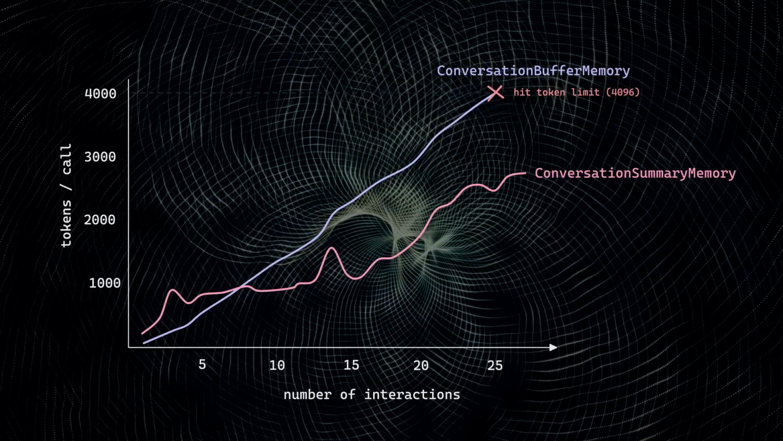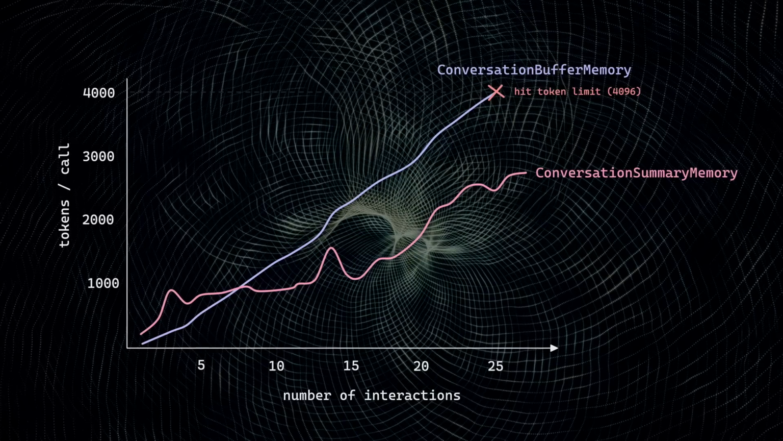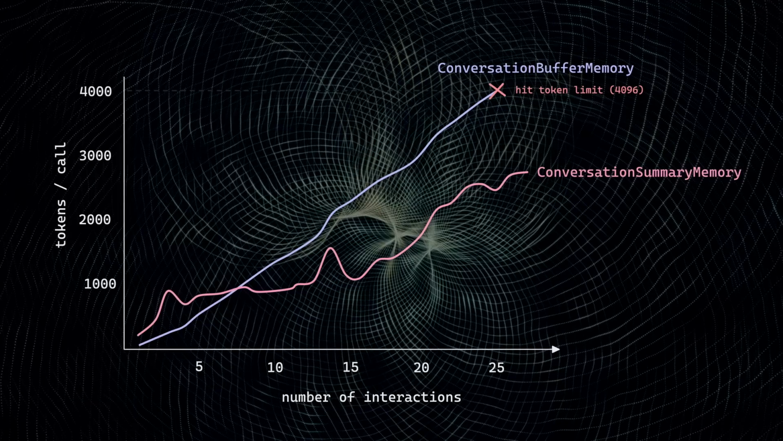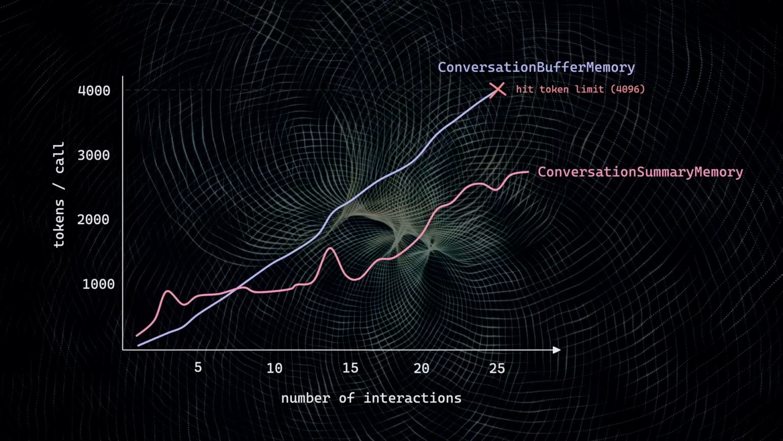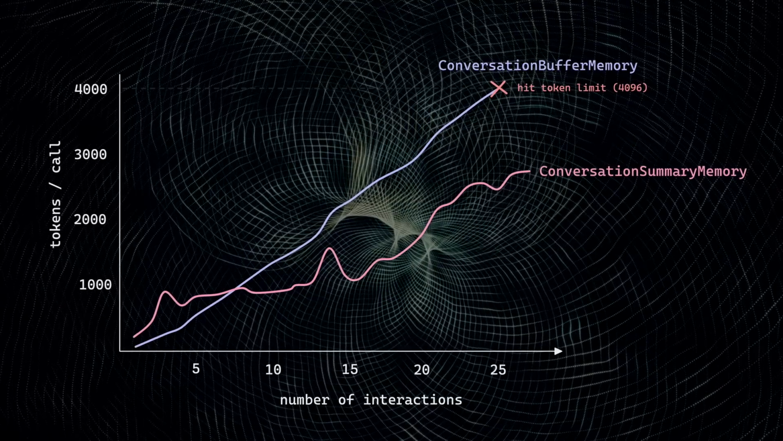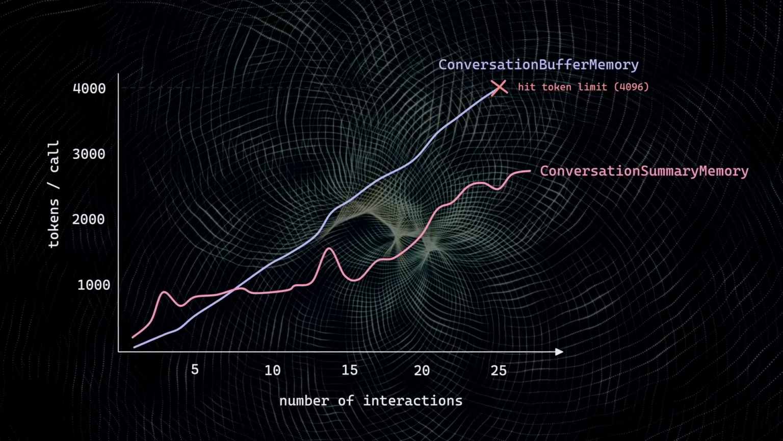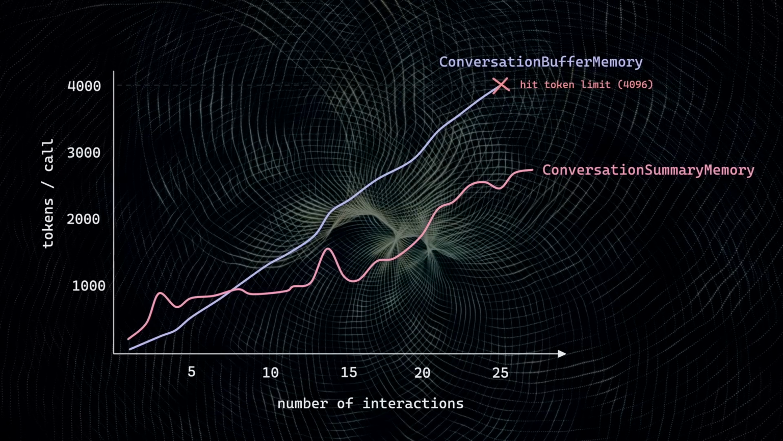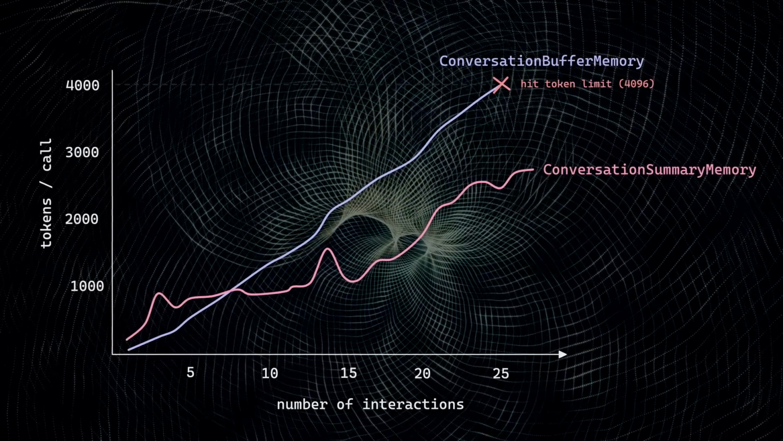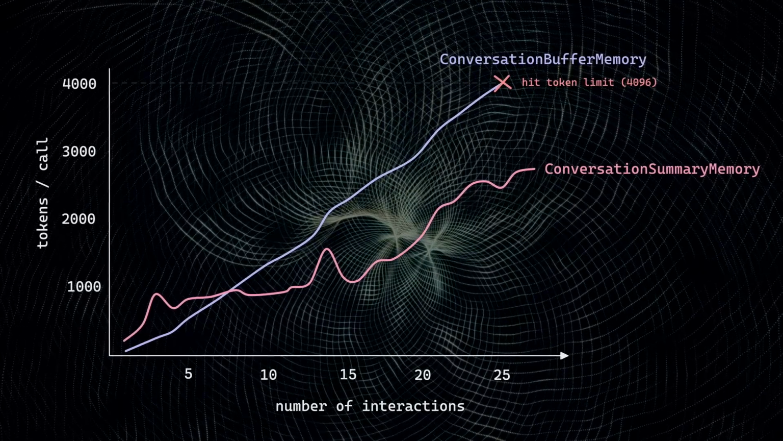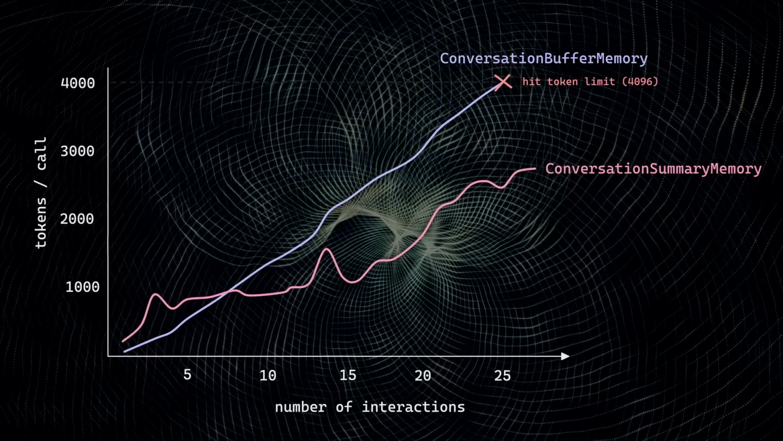So the line that you see just growing linearly right here, that is our conversation buffer memory. Okay, so the first one we looked at. And you see that we get to a certain level, around 25 interactions, and at that point we actually hit the token limit of the model. Whereas the summary memory that we're using, initially, yes, is higher, but then it doesn't grow quite as quickly. It grows quite quickly towards the end there, but the overall growth rate is much slower.